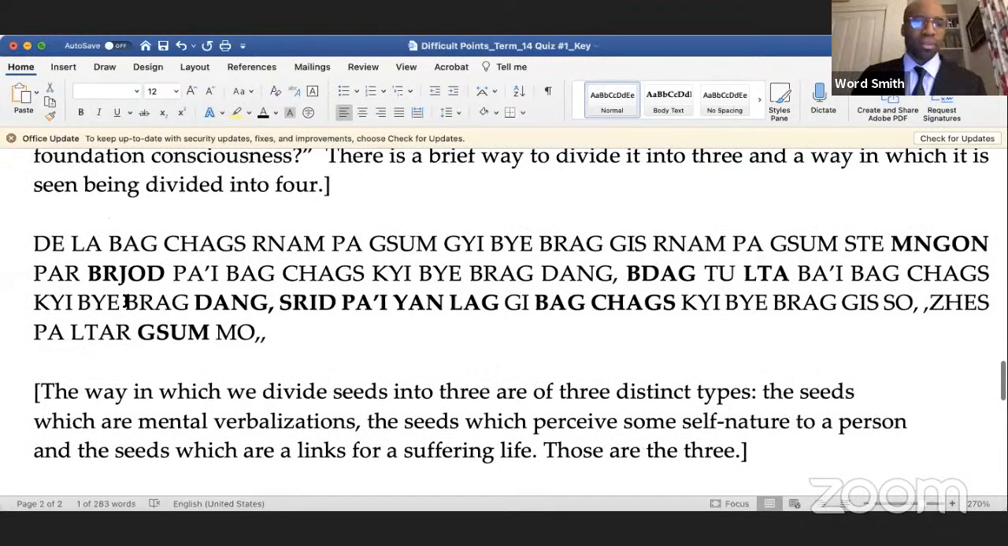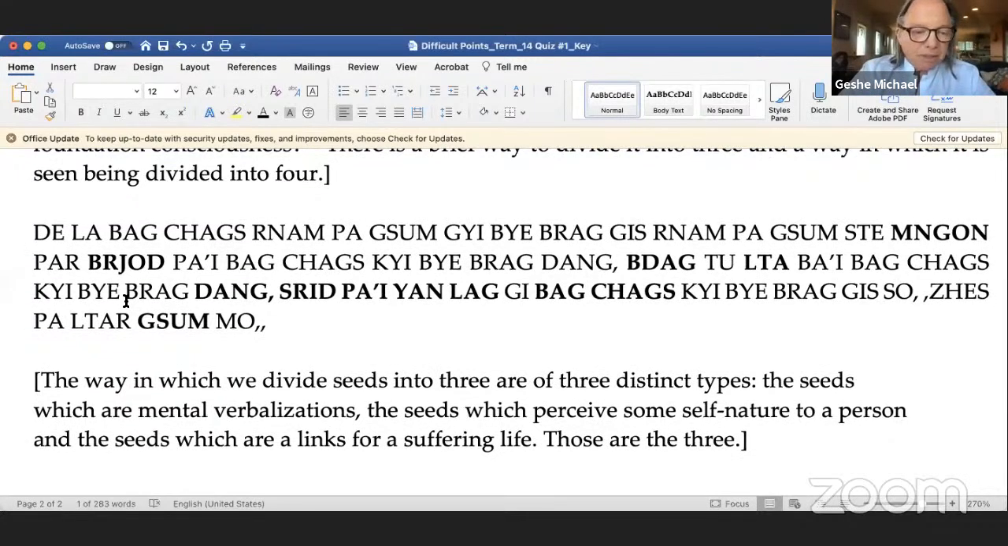Oh, let me check the second part. Okay. Number 2. The way in which you divide seeds into 3 distinct numbers. Number 2 would be the seeds which are persistent and the seeds which are linked with the... Those are 3. Good, not bad.